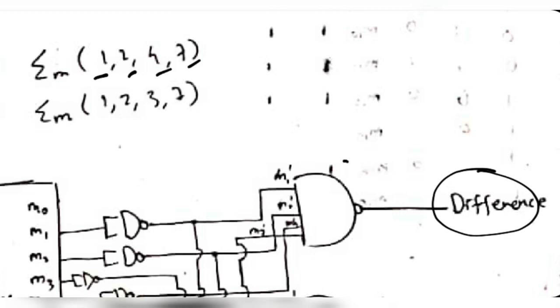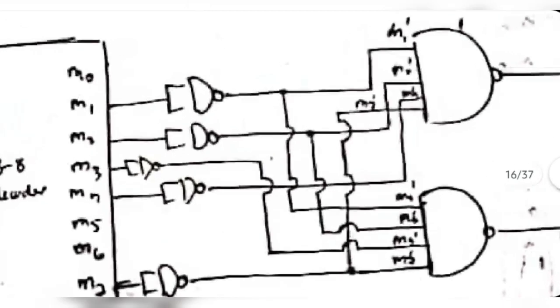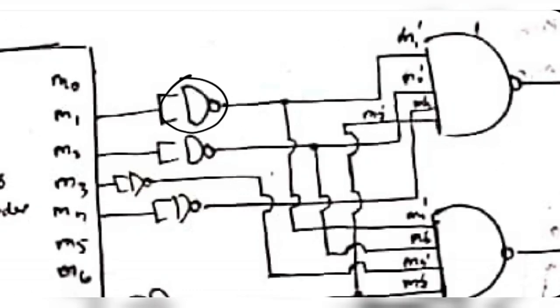But for the input of the NAND gate, you will have to use M1 dash, M2 dash, M4 dash and M7 dash. That is how you will make it by using the NAND gate. Since we have to use only NAND gates, we can't use the NOT gate. So you will be connecting it with a NAND gate here, so you will be getting M1 dash here, and that will be connected to here.